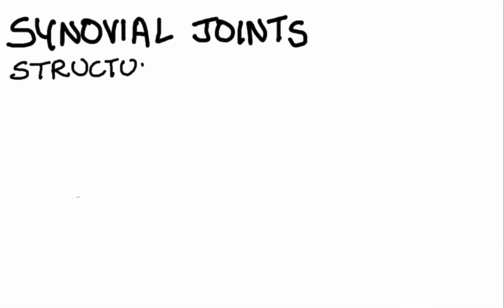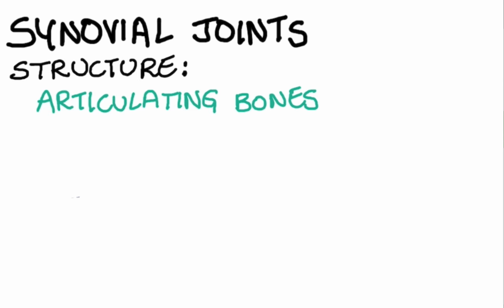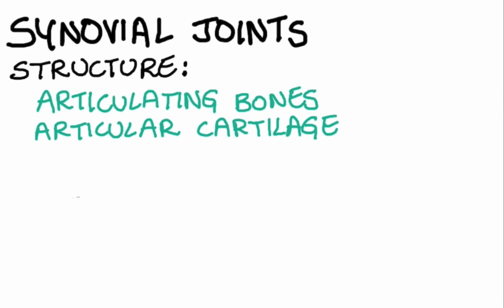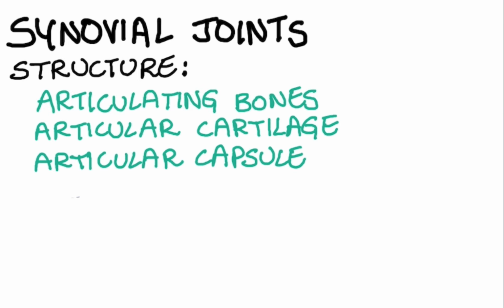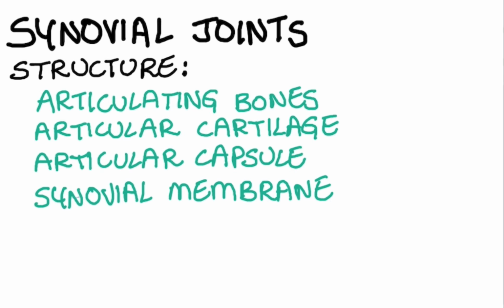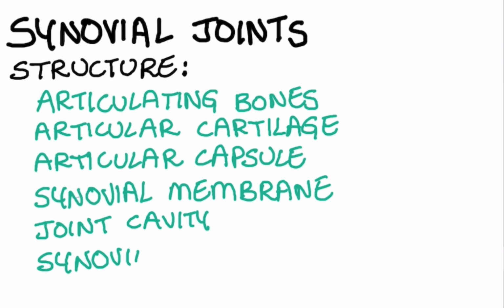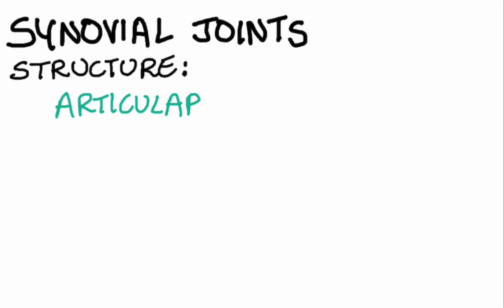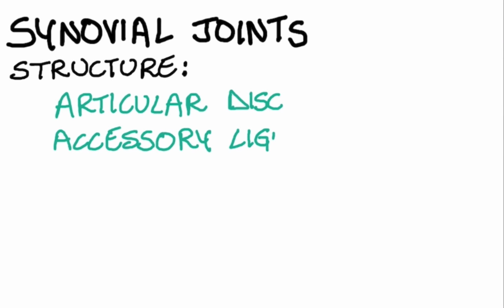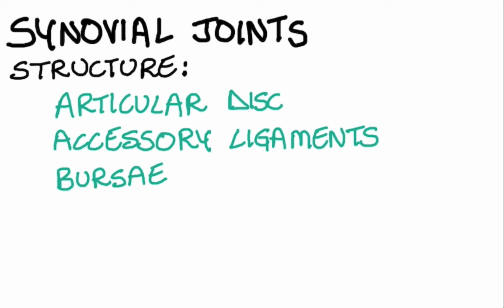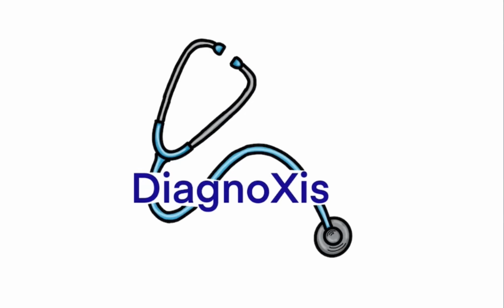The structures of the synovial joint include the articulating bones, articular cartilage, articular capsule, synovial membrane, joint cavity, synovial fluid, articular disc, accessory ligaments, and bursae. So, that wraps up a high yield overview of the classification of the joints.